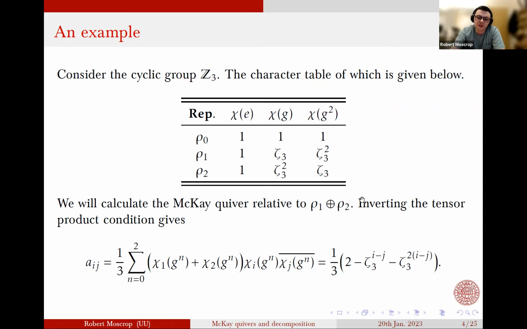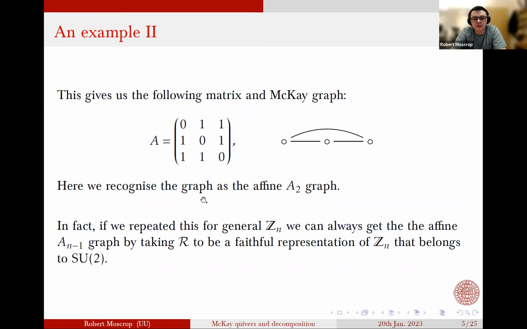And all I have to do is invert the tensor product condition. This is just done by character theory. So you can do this, and you get this very explicit formula here. If I just plug in i and j, I'm now going to get a matrix, and it's this matrix here. So it's symmetric, so I can drop all orientation on the graph I get, and it's this thing here. This may look very simple, but I'm going to make a bit of an overcomplication and say this is the graph of the affine A2 graph.